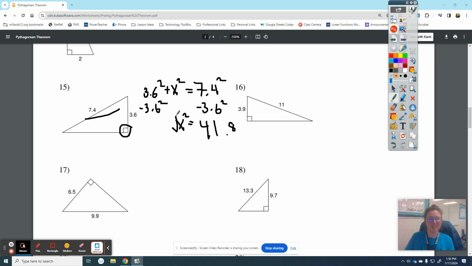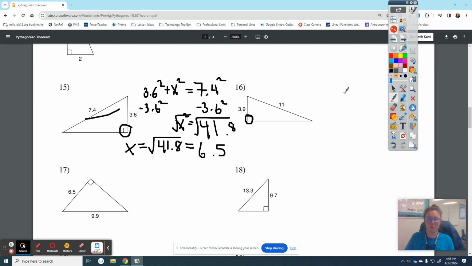And to get rid of that squared symbol, I'm going to do the square root. Again, square root of 41.8 would be the exact answer, but it wants a decimal. So my decimal, when I typed square root of 41.8 into the calculator, is 6.5. And the last one I'll show you is 16.